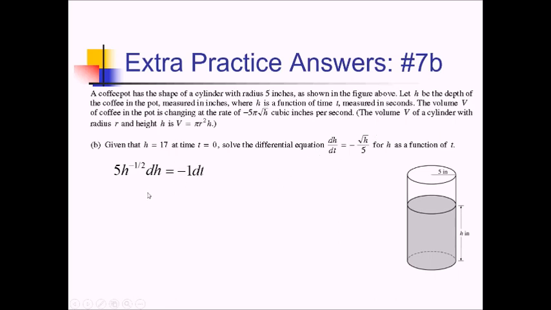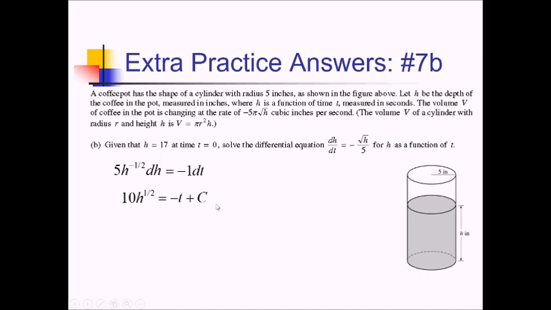So taking my antiderivative now, on the left side, using the reverse power rule, this is going to bump up to a 1/2. And then dividing by 1/2, I'm actually multiplying by 2, so this is going to be 10h to the 1/2 power on the left side. On the right side, just using my reverse power rule, this is going to be negative 1t plus c. Can't forget my constant of integration.